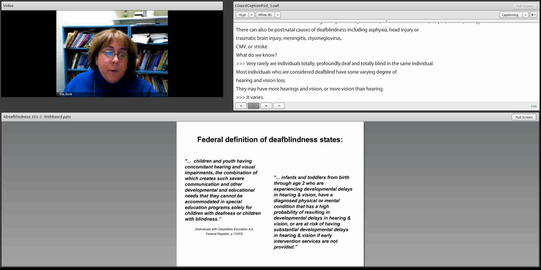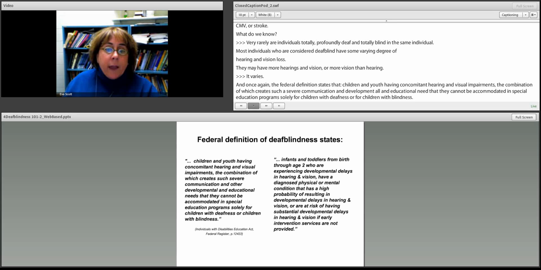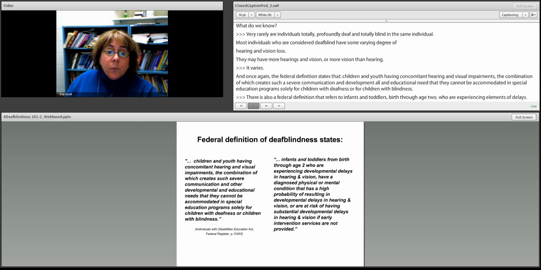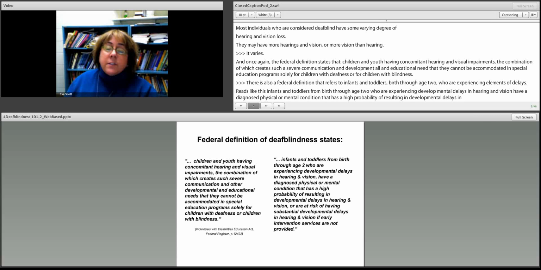There is also a federal definition that refers to infants and toddlers birth through age 2 who are experiencing developmental delays, and it reads like this. Infants and toddlers from birth through age 2 who are experiencing developmental delays in hearing and vision, have a diagnosed physical or mental condition that has a high probability of resulting in developmental delays in hearing and vision, or are at risk of having substantial developmental delays in hearing and vision if early intervention services are not provided.